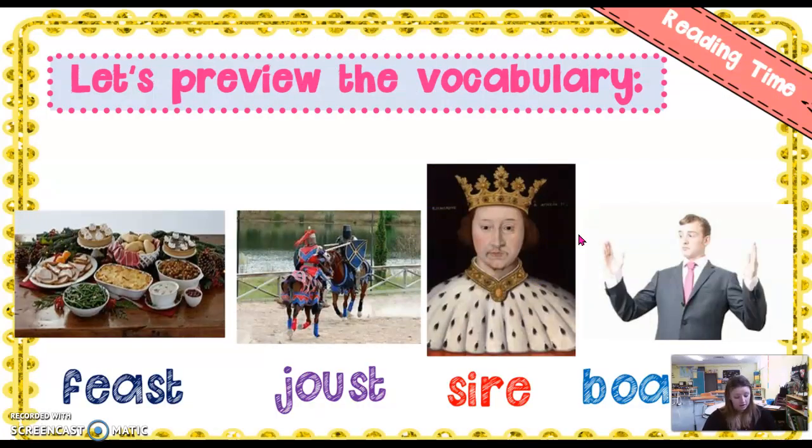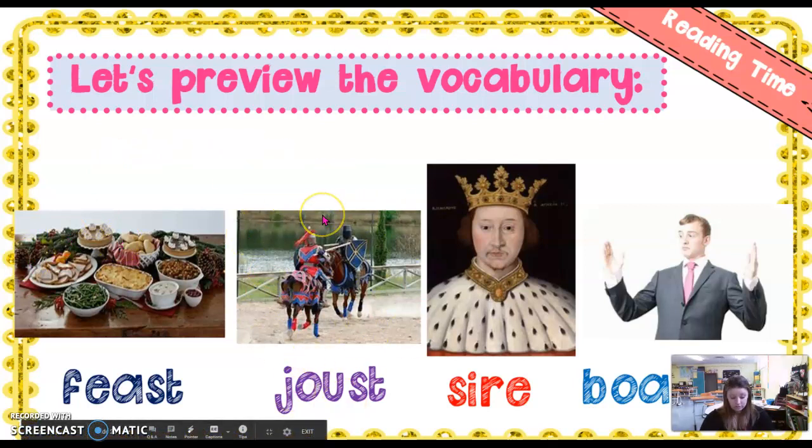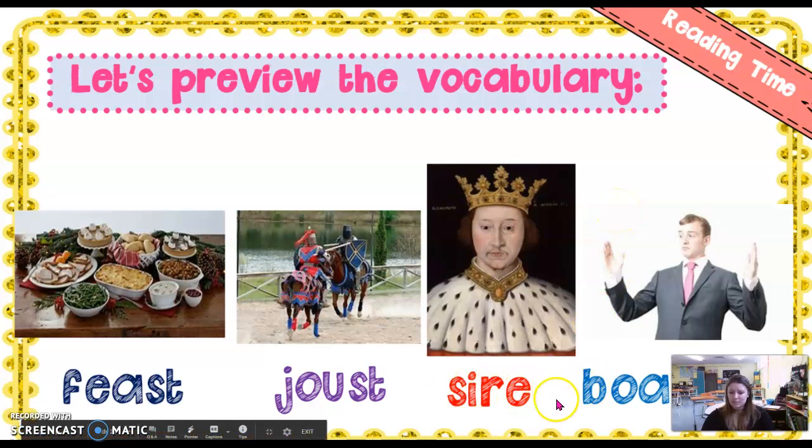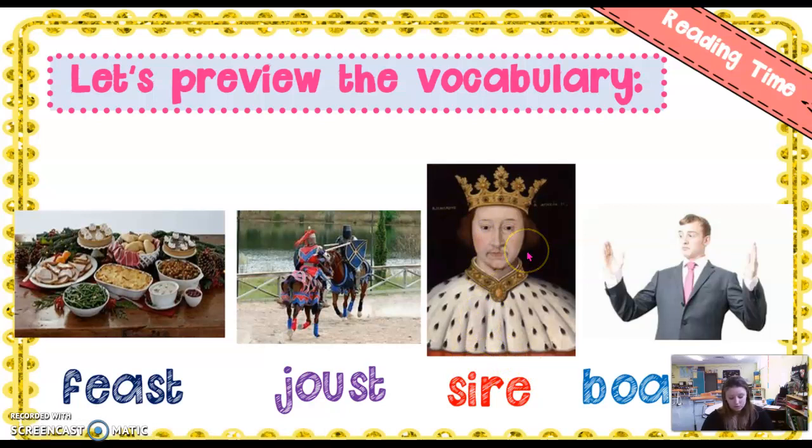Some of our vocabulary, first one is a feast. A feast is a large meal that's served for many guests. Next word is joust. A joust is a competition between two knights, usually on horseback, who try to knock each other off with their lances, and you can see that in this picture here. The next one is sire. Sire is a beautiful example of a magic E because this E makes the I say I. Sire is a respectful title used to address kings in medieval times.